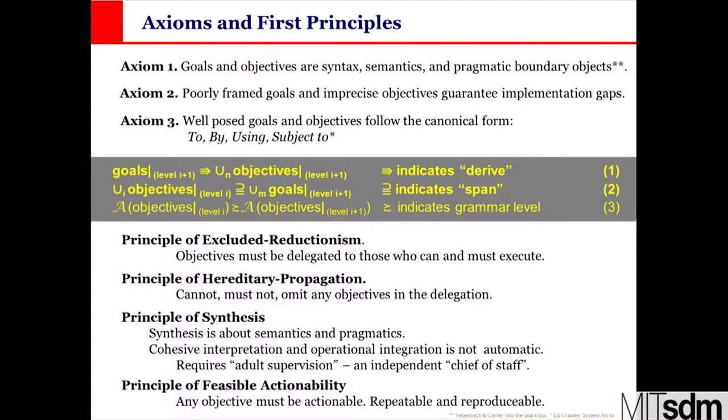Four principles. Principle of excluded reductionism. That's based on research. A famous social scientist named Ropel wrote that objectives must be delegated to those who can and must execute. Principle of hereditary propagation: you cannot and must not omit any objectives in the delegation process. Otherwise, you're guaranteed to have an implementation gap. Principle of synthesis: whenever you have a decomposition, you must bring that decomposition together as a system. If you don't, you end up with a bunch of piece parts, right? Synthesis is therefore about semantics and pragmatics. They come together that way in the mind at a more abstract level.